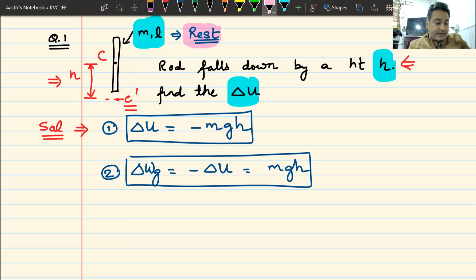When I'm holding this rod here, it is at rest. But when it falls, does it remain at rest? No, sir, it does not remain. It has some velocity. That is the next question: find out the velocity of the rod.